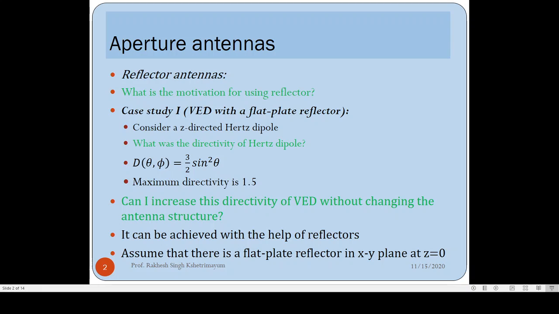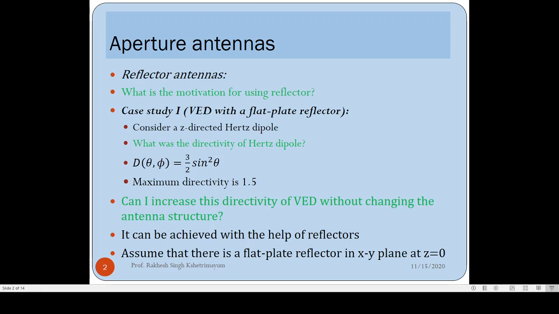So now the question is, can I improve the directivity of this vertical electric dipole without changing the antenna structure? With the same antenna, many a time we fabricate the antennas and observe that the antenna has a lower gain. So is there a cure or a remedy to improve to a higher gain after the antenna is fabricated? That's the question we are going to discuss now.